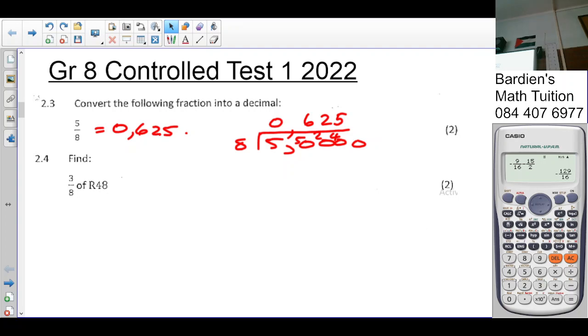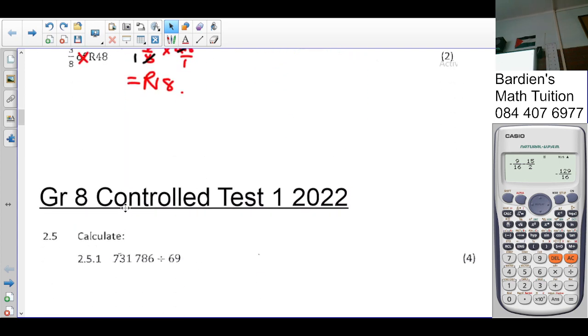he says find 3 over 8 of 48. Now what does "of" normally stand for? We replace it with multiplication. So it's 3 over 8 multiplied by 48 over 1. So 8 goes into 8 once, 8 goes into 48? 6 times. And 3 times 6, sorry? It's 18. So the answer is 18 rand.